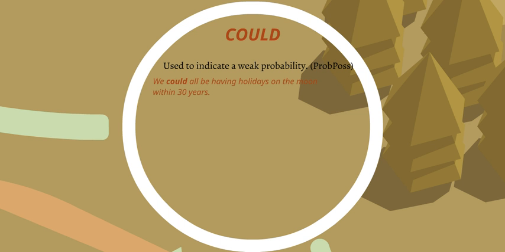We could all be having holidays on the moon within 30 years. Certainly that's a probability. Is it a strong possibility with the information we have in front of us right now? No. So it's a weak probability, but we're not discounting it. There's still a small chance that it's possible.